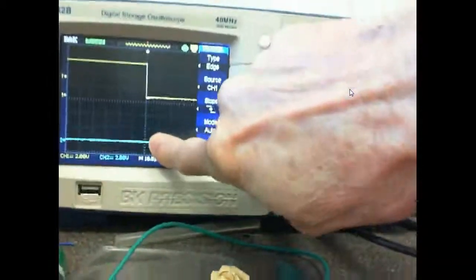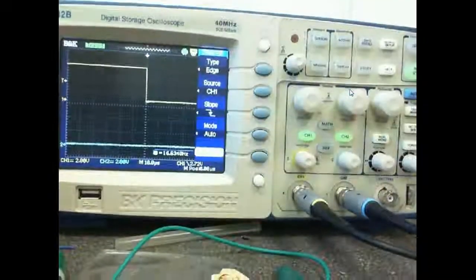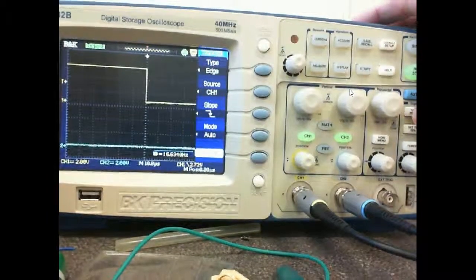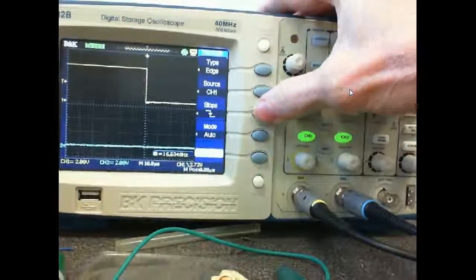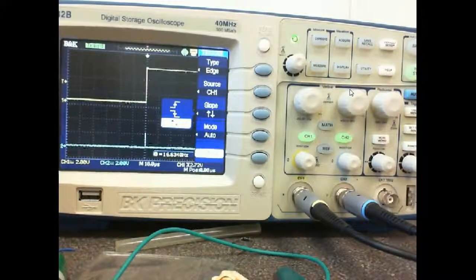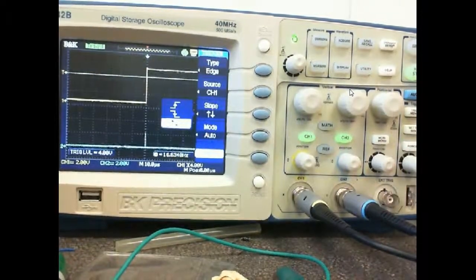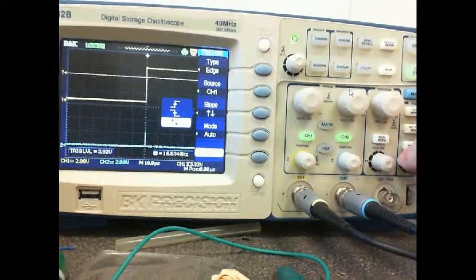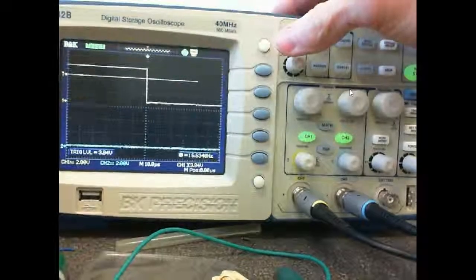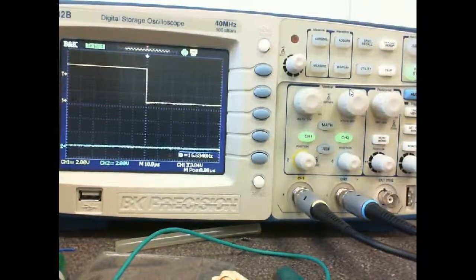Notice we don't see the pulse. We don't see the pulse. We take the trigger, switch it over to the rising edge, and then it triggers. Not a problem, trigger, guys. Like that.